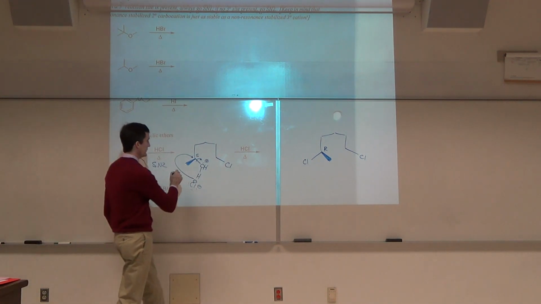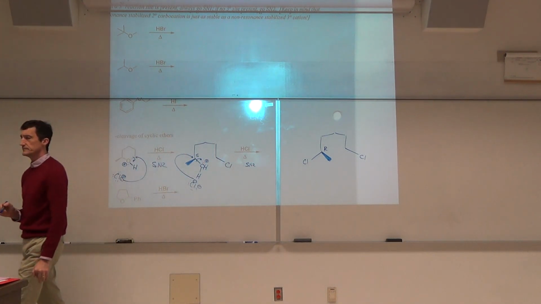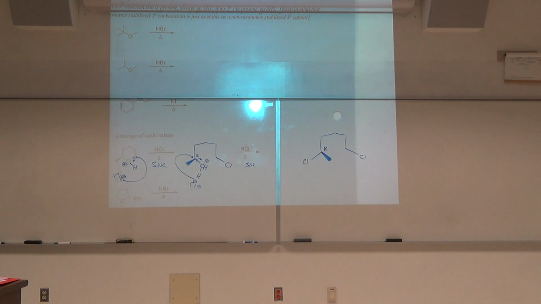Because what mechanism did I do here to get the chlorine on? Another SN2. Okay? Some of those alcohol products up there could have theoretically reacted with HX again. Assume one equivalent unless you're told excess.